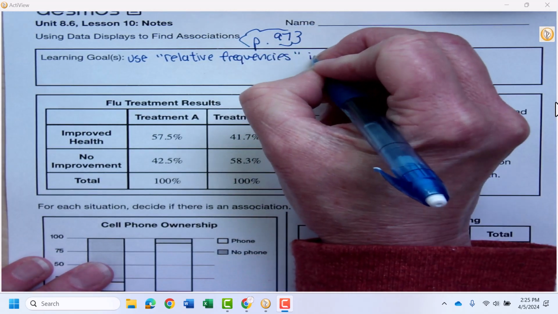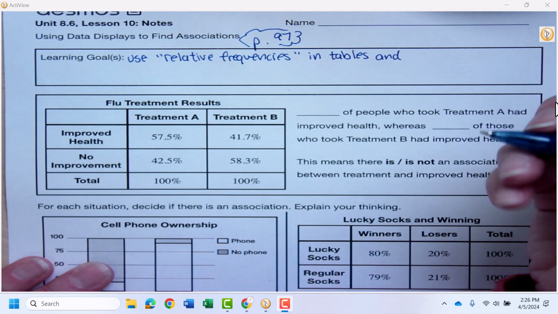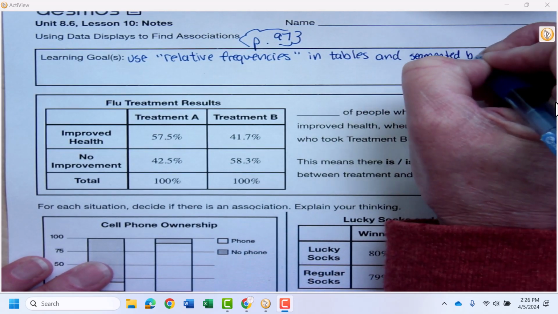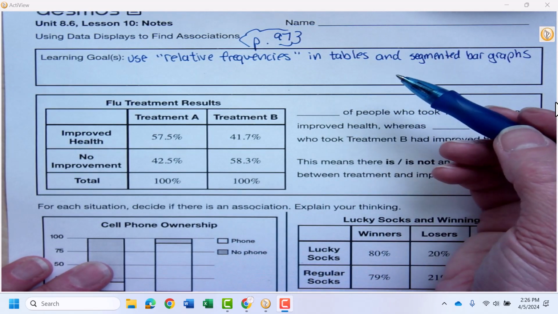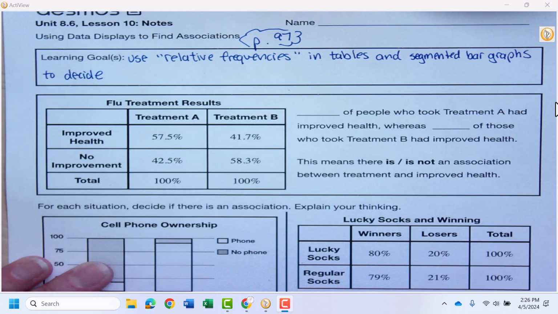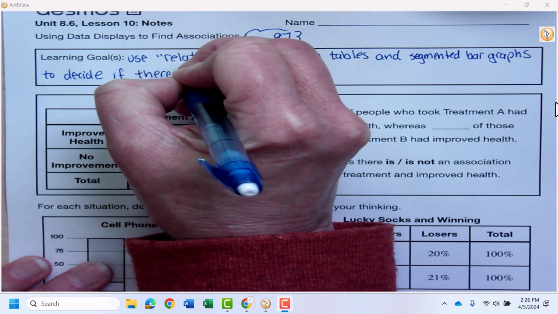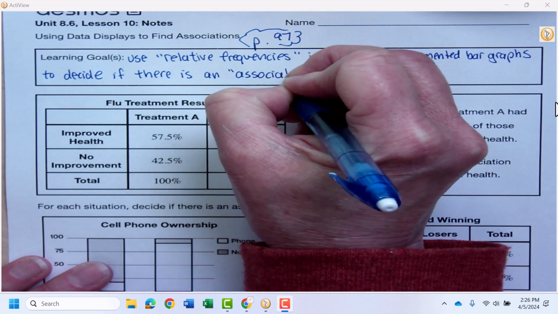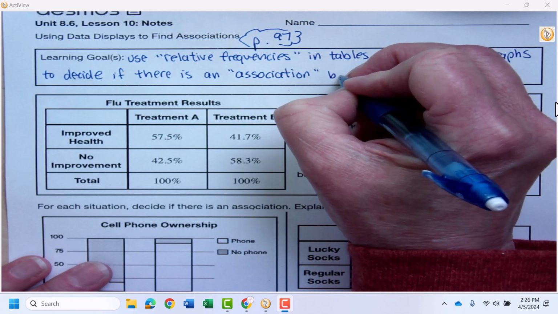Use relative frequencies in tables and segmented bar graphs. You saw those in the lesson. And we're looking at those relative frequencies to decide if there's an association between two variables. We'll talk about what an association is in a moment. We talked about it with scatter plots, and it's going to be a little bit different as we look at it today.